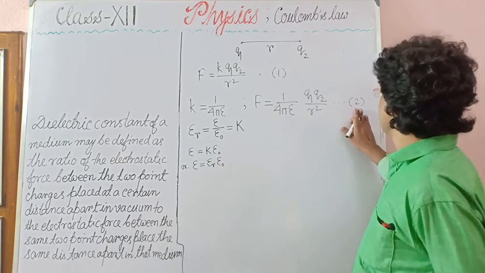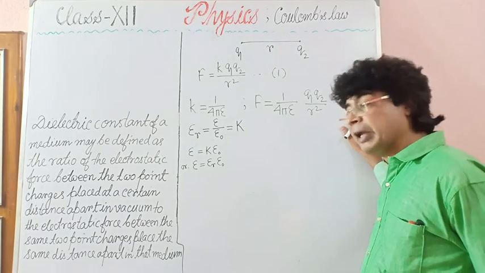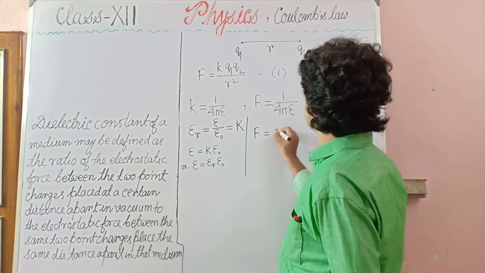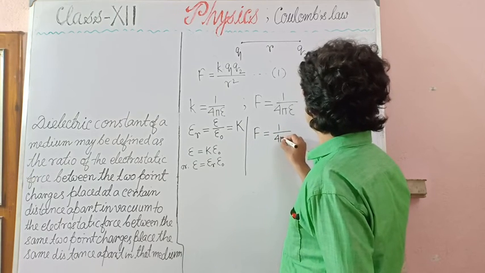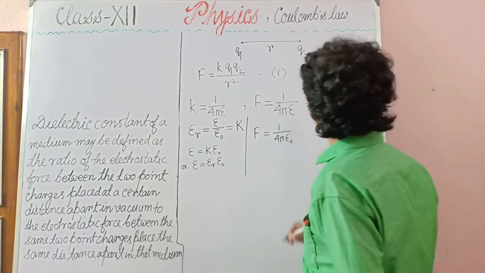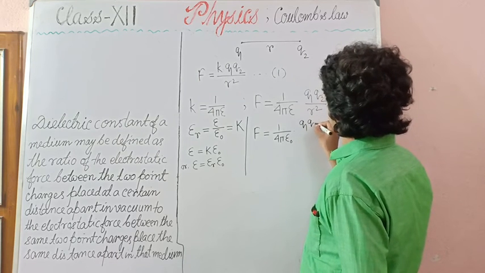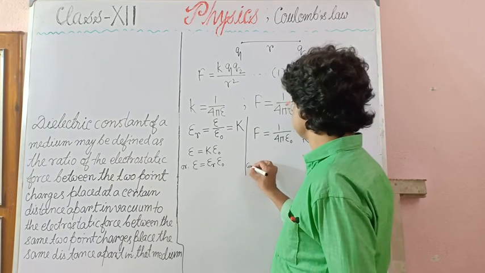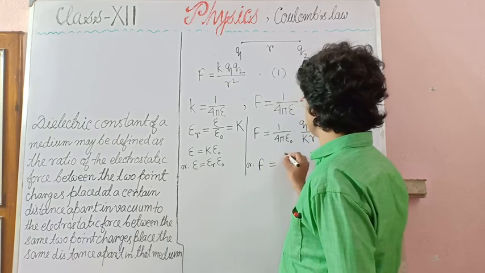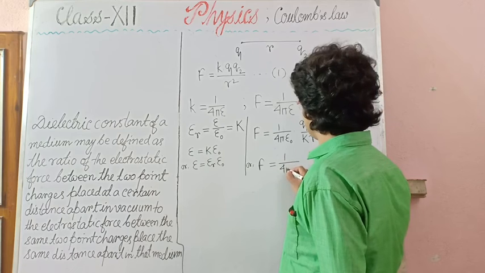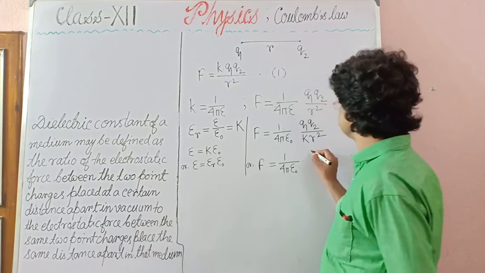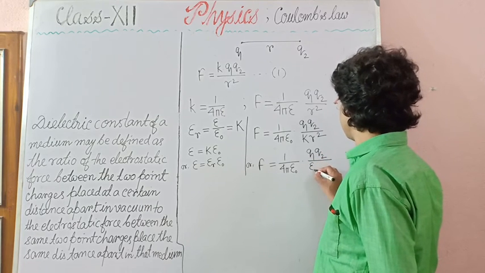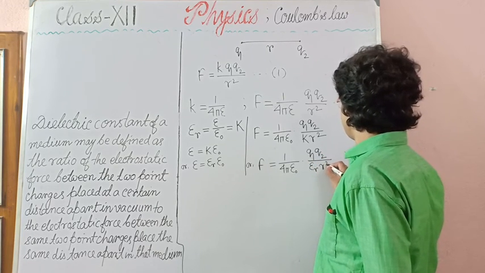So equation 2 can be written as F equals 1 by 4 pi epsilon 0 Q1 Q2 by K r square, or F equals 1 by 4 pi epsilon 0 Q1 Q2 by epsilon r square.